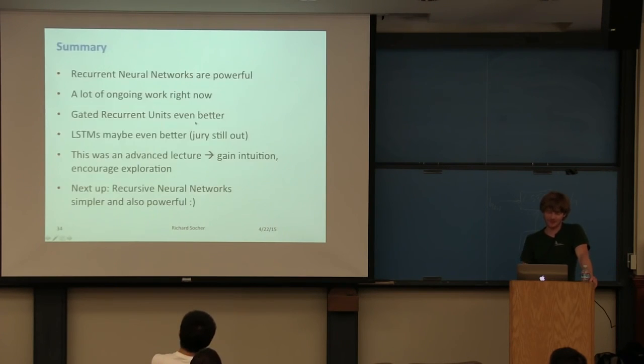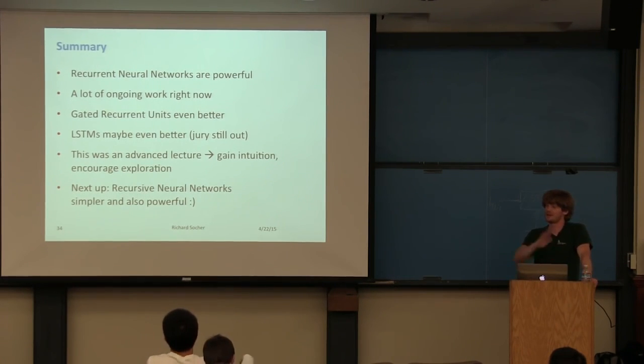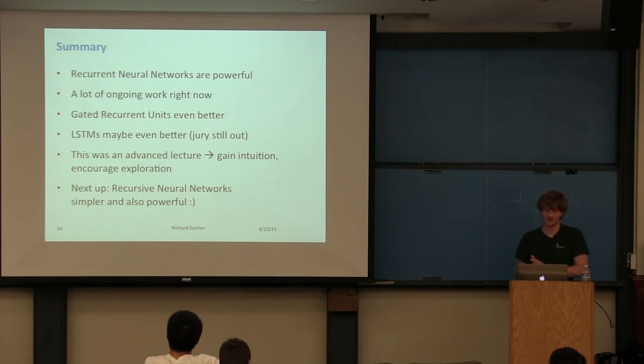And maybe we'll summarize here. So basically, recurrent neural networks are very powerful. There's a lot of ongoing work right now. I think gated recurrent units are clearly better than standard recurrent ones, but LSTMs may even still be better. The jury's still out there, actually. Some papers compare the two, and sometimes GRUs work better, sometimes LSTMs work better. Again, this was a very advanced lecture, so hopefully you gained some intuitions.